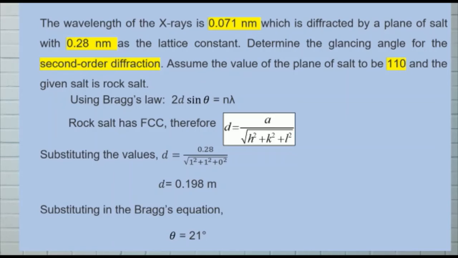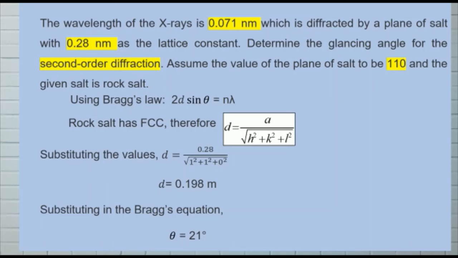Example 2. The wavelength of the X-ray is 0.071 nanometer, which is diffracted by a plane of a source with 0.28 nanometer as the lattice constant. Determine the glancing angle for the second order diffraction. Assume the plane of the source to be 110 and the given source is BCC.